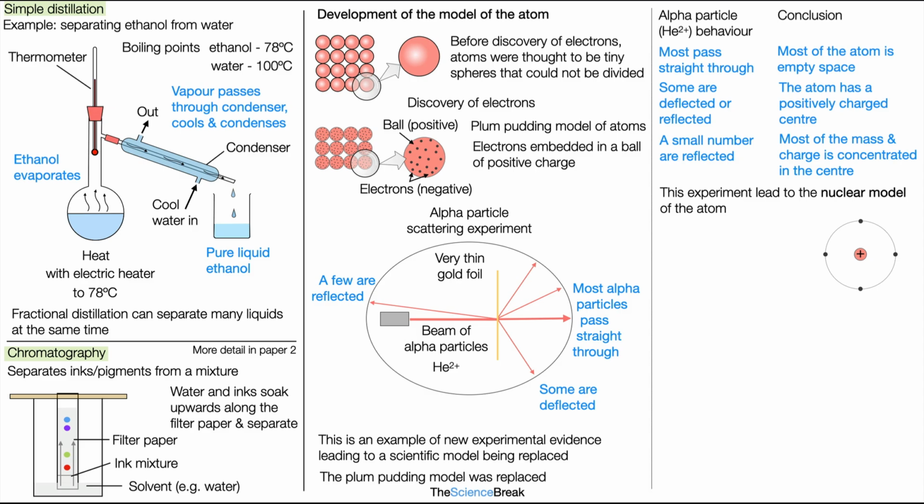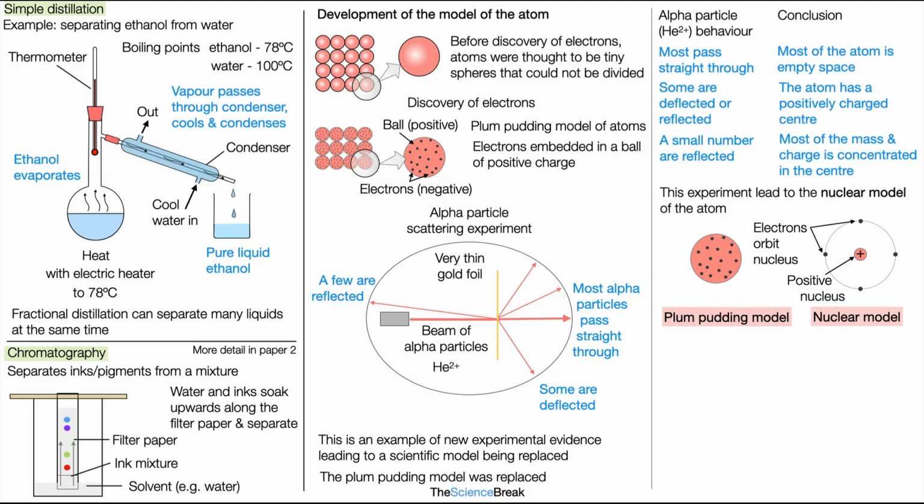The nuclear model was a bit more like this. There is a positively charged nucleus and electrons orbit that nucleus. There's your positive nucleus in that diagram. If we compare that to the plum pudding model, which is something we do have to be able to do, we can see that the plum pudding model is all solid with no empty space, whereas the nuclear model is mostly empty space. For the plum pudding model, the whole atom is a ball of positive charge, whereas in the nuclear model, the positive charge is in the nucleus.